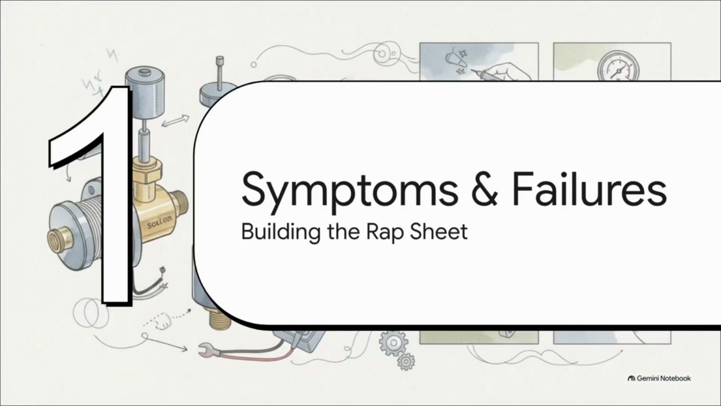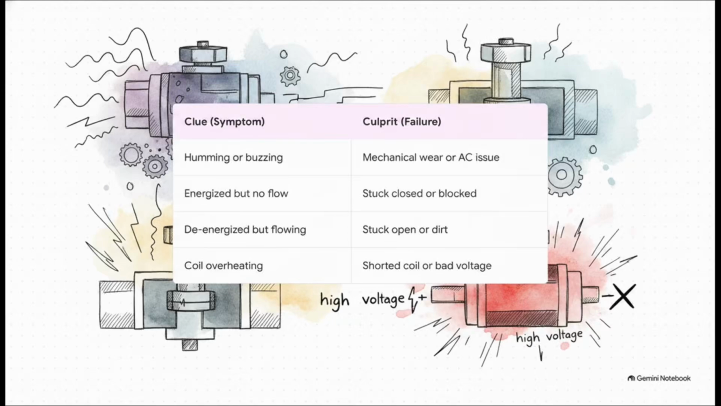Section 3. Symptoms and common failures, building the rap sheet. When a system goes down, we need to treat it like a crime scene, where your physical clues map directly to the culprits. And this brilliantly illustrates how mapping those clues works. If the valve is loudly humming or buzzing, the culprit might be mechanical wear binding the plunger, or maybe an AC voltage issue. But what if it's energized and there's no flow? Well, you might be looking at a valve stuck closed, a severe blockage, or simply missing voltage. If it's de-energized but still flowing, your valve is likely stuck open, has damaged seals, or maybe some dirt is holding the plunger up. And if you notice the coil is physically overheating, you're usually dealing with a shorted coil or incorrect voltage. Basically, every single clue narrows down your suspect list.